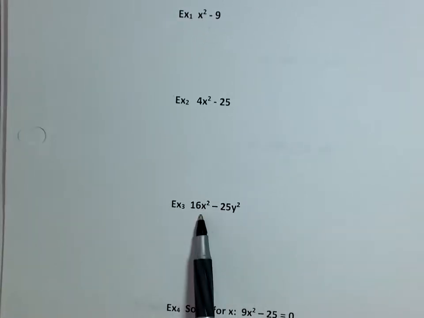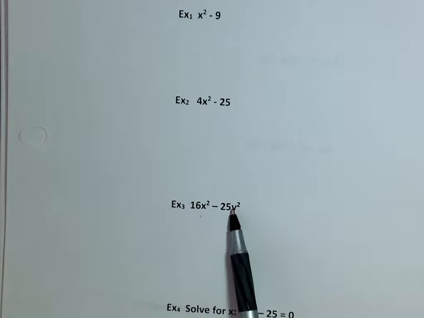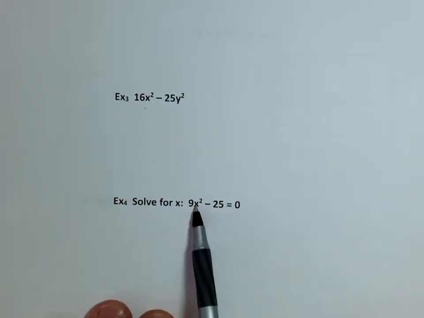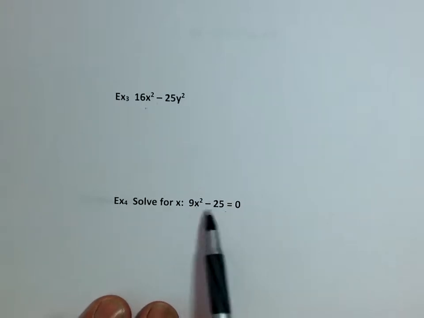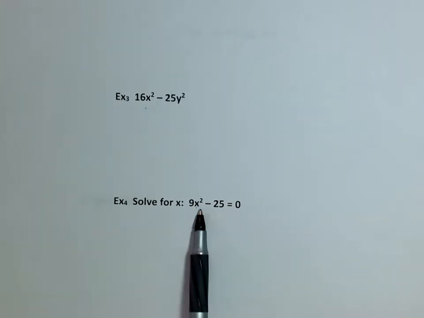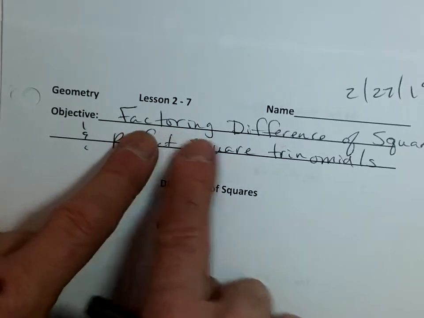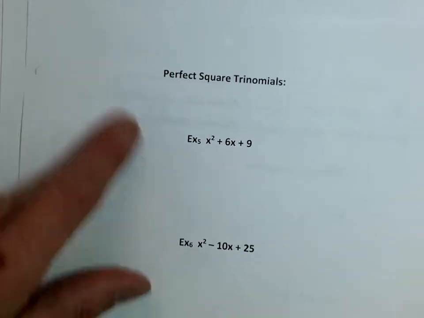Look at 3. It's a perfect square minus a square, right? So it's a difference of squares. That's where the name comes in. Look at number 4. It's a square, 3 squared, and 5 squared, right? So it really is a square term minus another square. So that's where the word difference of squares comes from, okay? We'll do the perfect square trinomials over here next, okay?